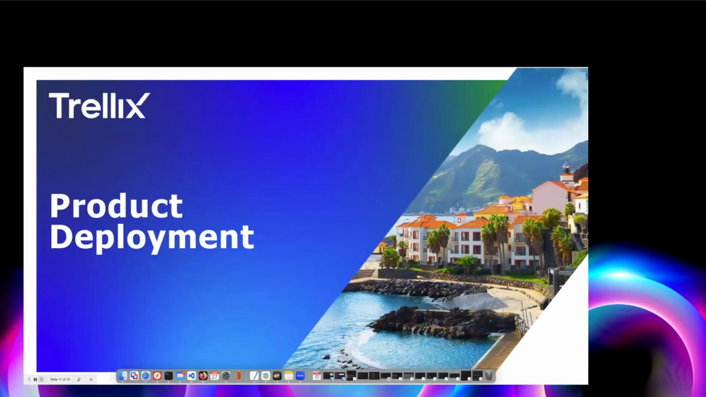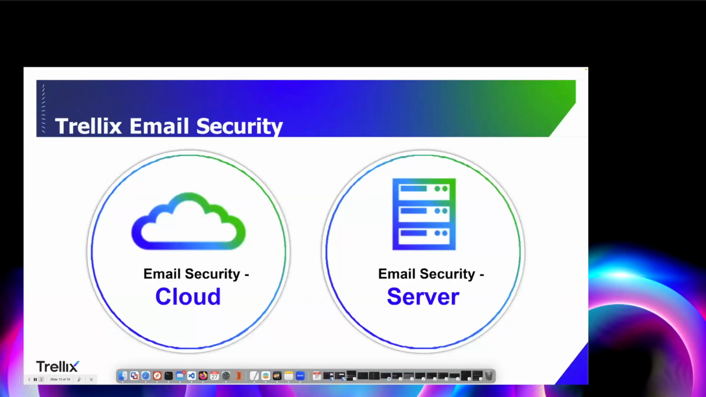So next, the product deployment. Let's see how we can deploy this product. Trellix email security comes with two options. One is email security cloud, which is based in the cloud, and the second one is on-prem, which can be deployed VM or server into the data center.